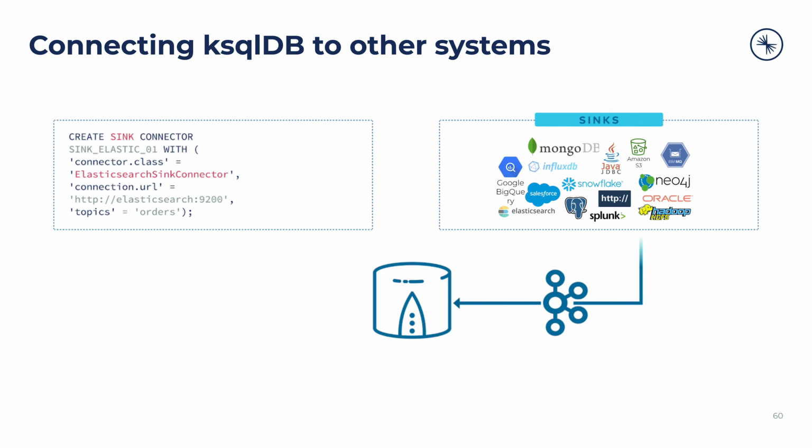At the other end of the pipe, ksqlDB can use Kafka Connect to stream data out to anywhere you want to write it, including NoSQL stores, blob stores, relational databases, and more.